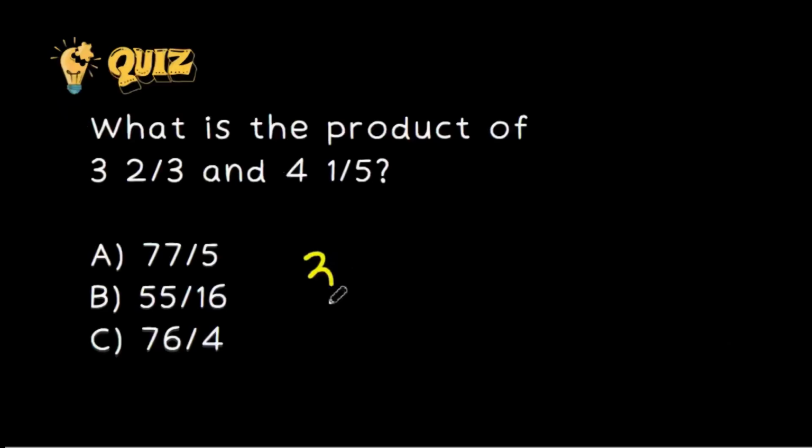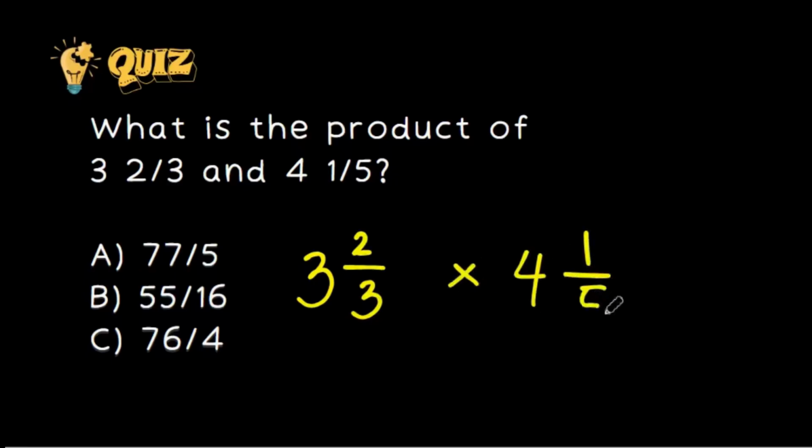Time's up. Let's find the product of 3 and 2 thirds and 4 and 1 fifth. Step 1. Convert the mixed fractions to improper fractions. So we have the first rational number, 3 and 2 thirds. It can be written as 3 times 3, we have 9, plus 2. That would be our numerator, 11 over 3.